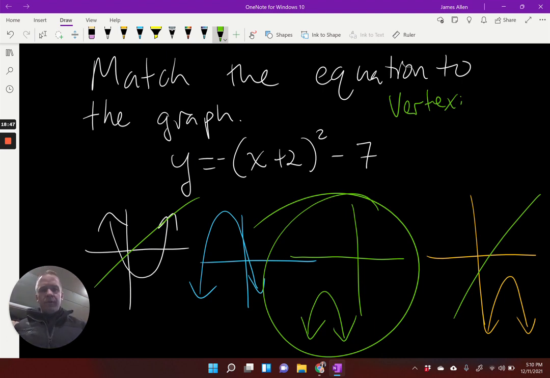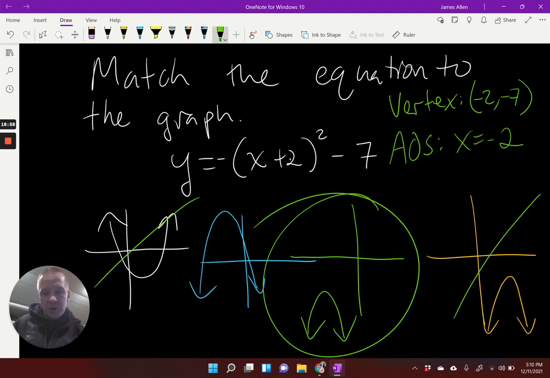Okay, just for a little bit more review, right? I could ask you, what's the vertex given an equation? This would be negative 2, negative 7 is my vertex. What is my axis of symmetry for this one? That would be x equals negative 2.